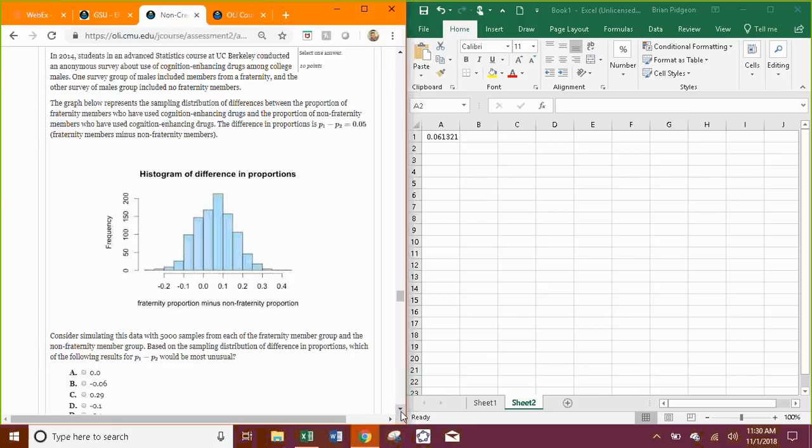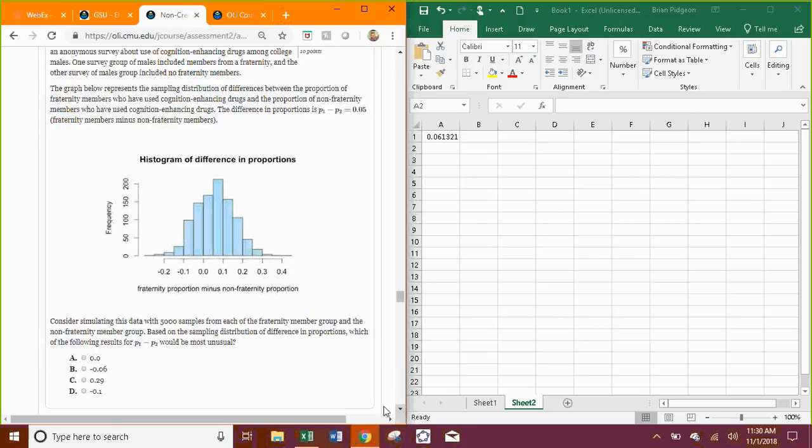Okay, so the difference is 0.05. That's the center of the distribution. I'm skipping a lot of the words, but it wants to know, from this distribution, consider simulating this data with 5,000 samples. Based on the sampling distribution of difference in proportions, which is above, which of the following results for p1 minus p2 will be most unusual? So what we're looking for is which one's furthest away from the mean of 0.05. So 0 is pretty close. Negative 0.06 is pretty close.